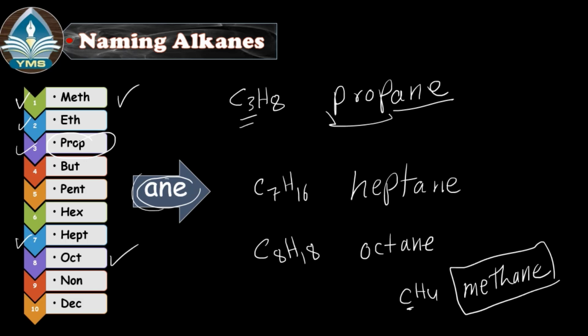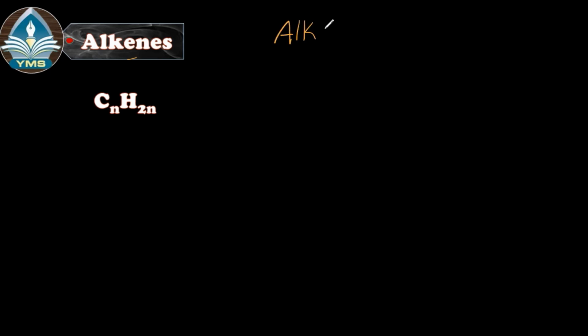With the prefixes and suffixes, we use these. So it's easy to name these compounds. You just need to memorize from 1 to 10. You need to memorize these numbers because we will use them in all the homologous series. We have another homologous series, alkenes. If you look at the difference, this is alkane, and this is alkene. The difference is only this letter.